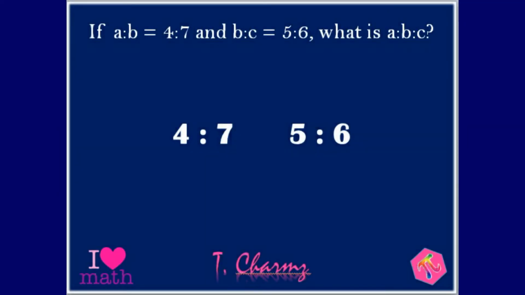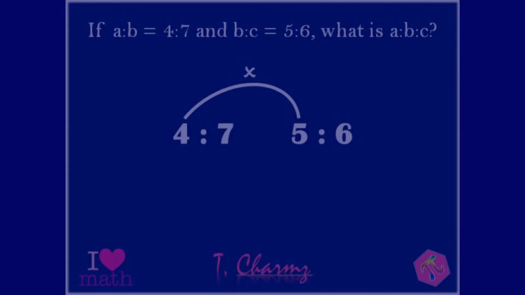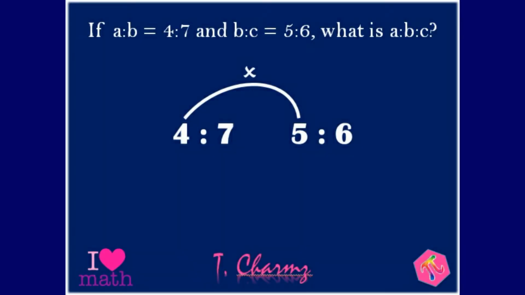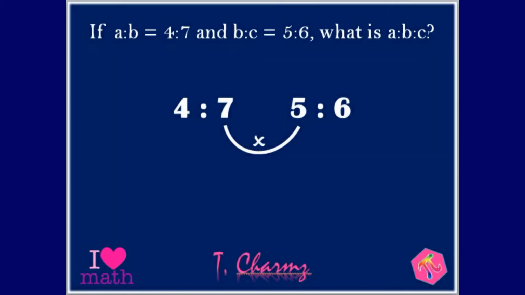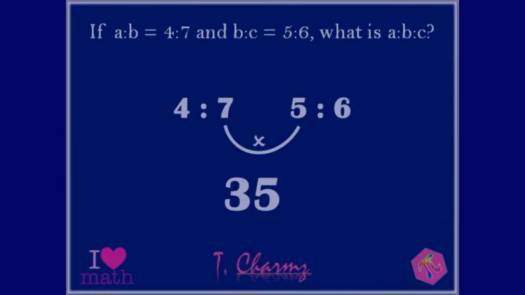First thing to do is to write them in horizontal form. You have to begin with 4 is to 7 followed by 5 is to 6. Then we have to use multiplication. Multiply the first terms. 4 times 5 is equal to 20. Then, multiply the second term of the first ratio by the first term of the second ratio. So, 7 times 5 is equal to 35.